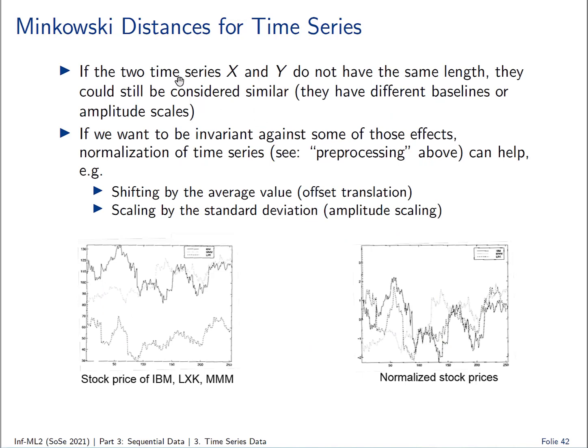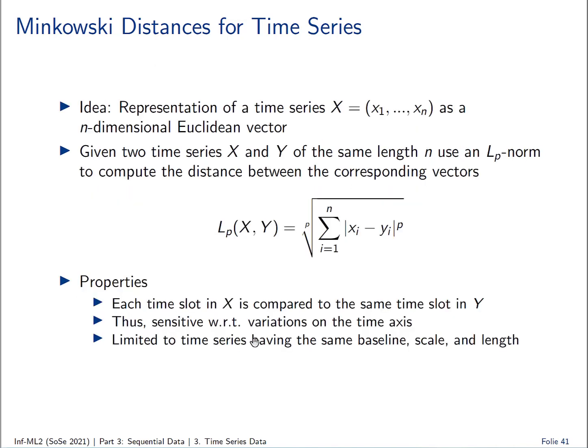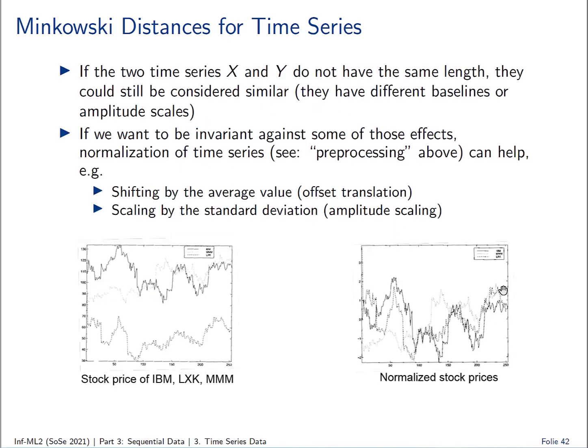So if two time series, this is the third property here, which is a kind of limitation: two time series having the same baseline, the same scale, and the same length. So what if two time series do not have the same length, the same baselines, or the same amplitude scales, but have somehow similar behavior at least? Yeah. So let's look at the different baselines and the different amplitude scales.